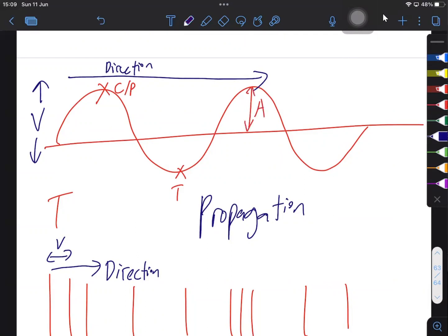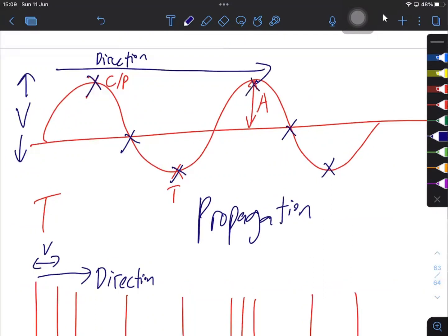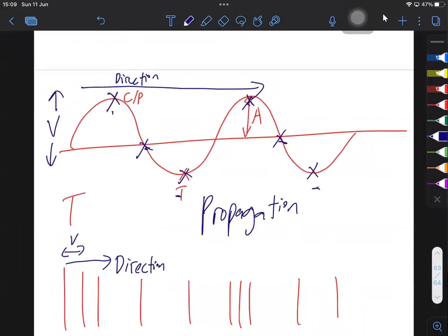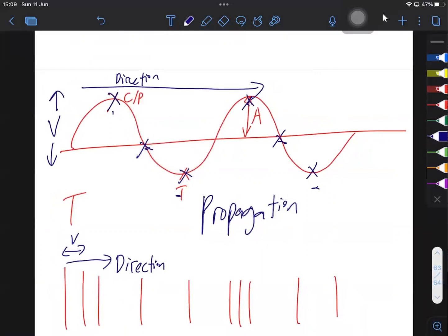And then wavelength. Is it from here to here? Is it considered one wavelength? It is either here to here, or here to here, or here to here. As soon as it starts repeating itself, it's considered one wavelength. Crest to crest, or trough to trough, or equilibrium position to equilibrium position. As soon as it starts repeating itself.